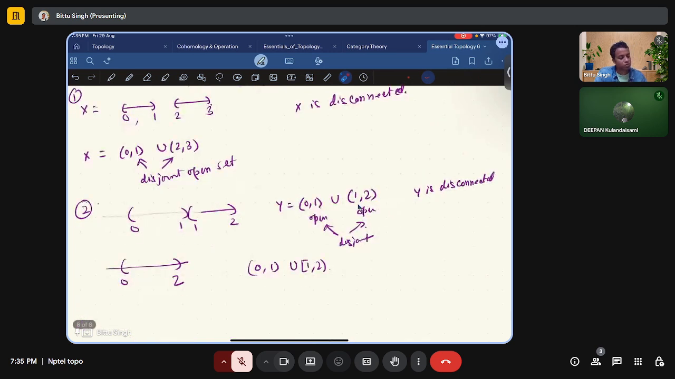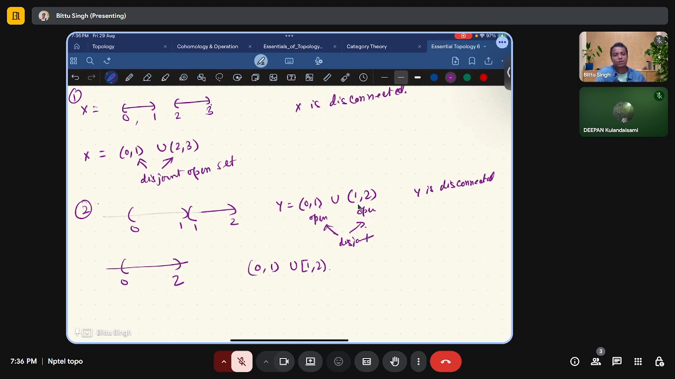So though those two are disjoint, that is not two disjoint open sets. So you cannot break this. From the picture, it seems that we cannot break this interval into two disjoint open sets. Okay, that is also true. We'll see in the next tutorial. We'll solve some problems based on that.